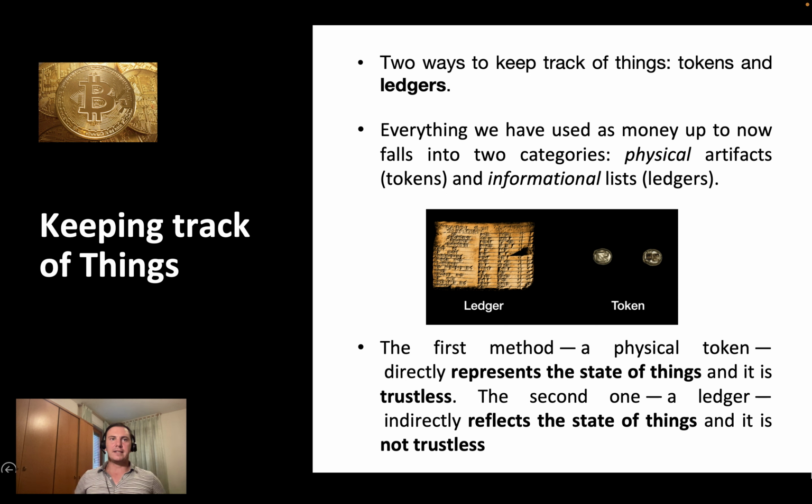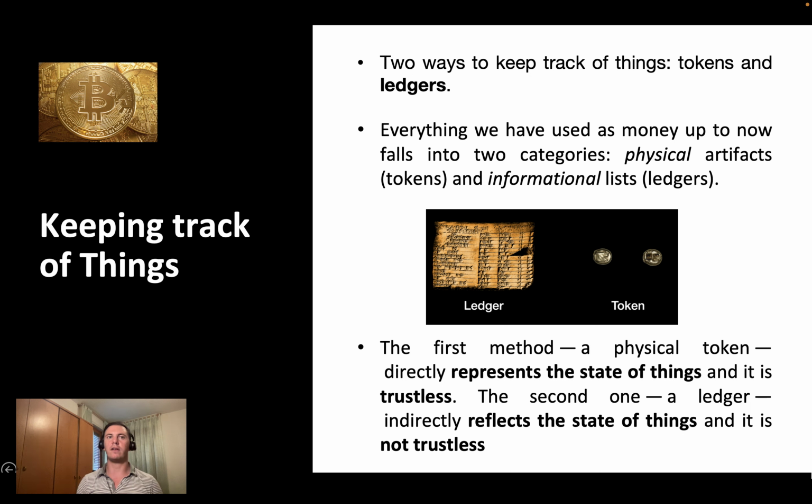In general, there are two ways to keep track of things, at least until Satoshi Nakamoto invented Bitcoin: physical tokens and ledgers. You can either use real world artifacts directly, for example, give someone a seashell, a coin, or some other tangible thing, or you can replicate the state of the world by writing down what happened on a piece of paper. Money, in fact, is essentially a tool to keep track of who owns what to whom. Broadly speaking, everything we have used as money up to now falls into two categories: physical artifacts and informational lists, or to use more common parlance, tokens and ledgers.